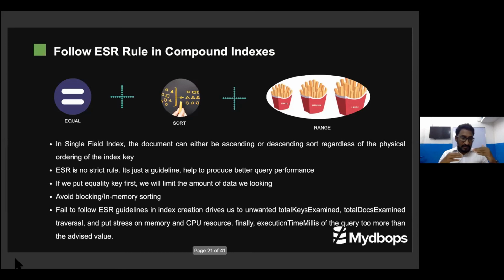So we always need to put equality first to avoid the in-memory blocking sort. If people fail to follow the ESR guideline, according to my understanding, other than exceptional use cases, you will always saturate your system, or you will always utilize more than the recommended resource consumption. That's what I'm trying to say.